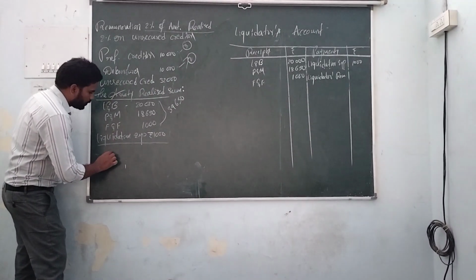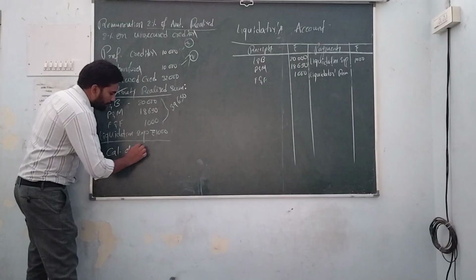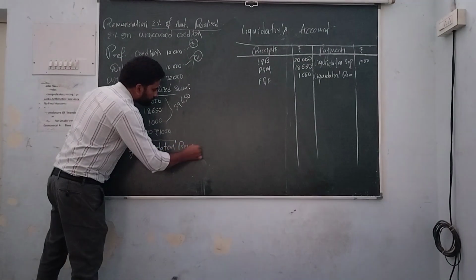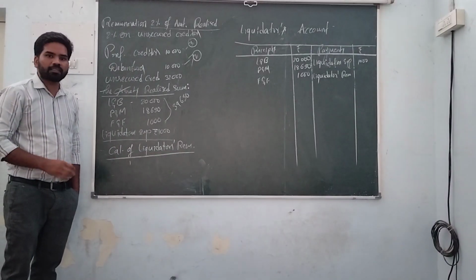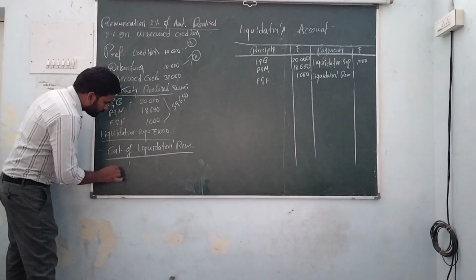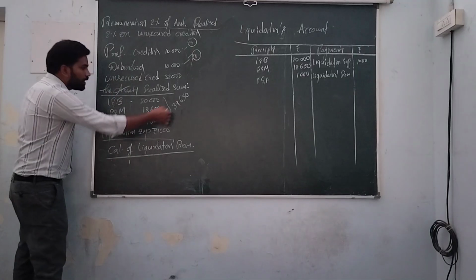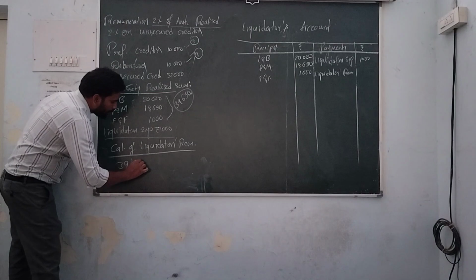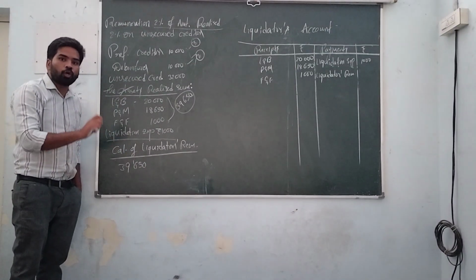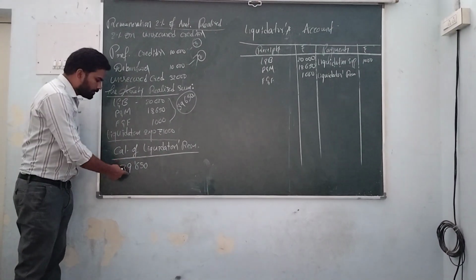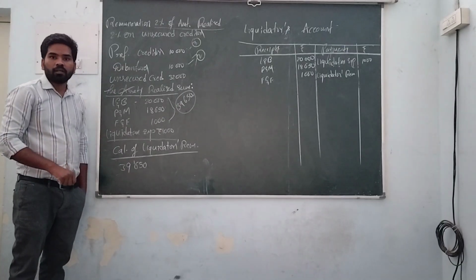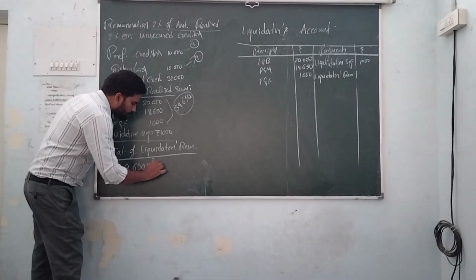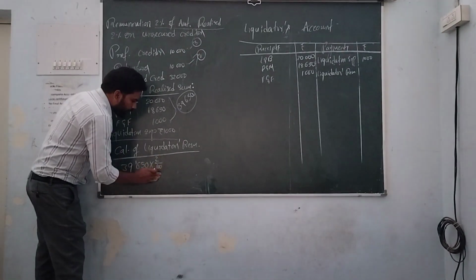39,650. What do we have to write? The calculation of liquidator's remuneration. What's the asset value available? 39,650 rupees. The assets were sold and converted into cash. On this value of 39,650, the company should pay commission of 2%. 2 by 100 equals what's the value?